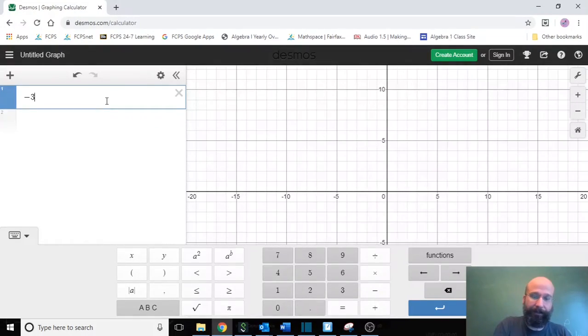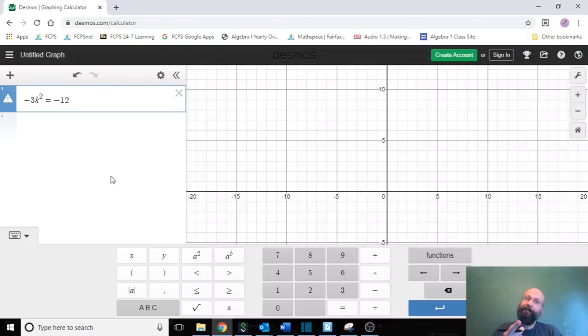So -3k squared equals -12. Normally you would have to solve this for 0, right? We would have to move the -12 over. But when you're using Desmos, you don't even have to do that. You just put the problem like it looks into Desmos.